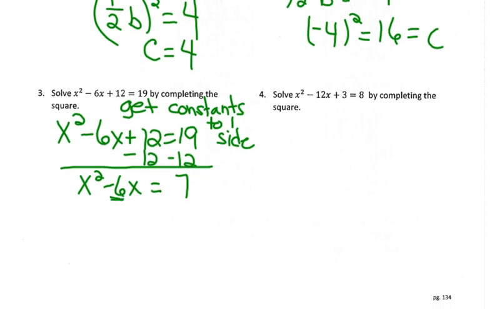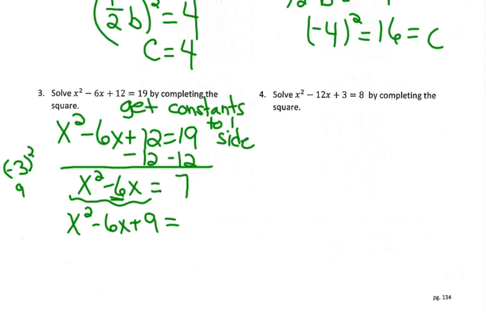So I know b is -6. Half of that is -3. And then I have to square it, which is 9. So the value I need to turn this side into a perfect square trinomial is 9. That's what I figured out.